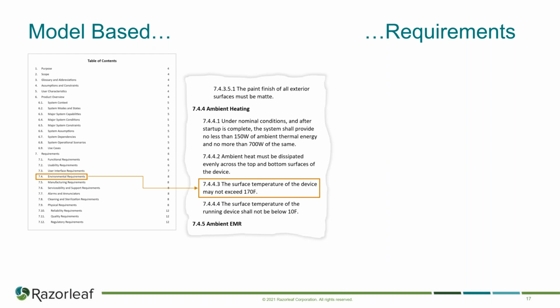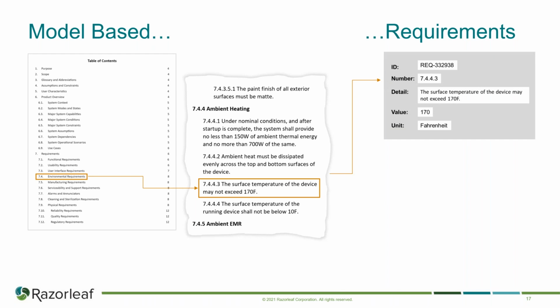So this environmental requirement, if I dug into my document, I would see something like this example I have here: the surface temperature of the device may not exceed 170 degrees Fahrenheit. Okay, great. I can find it within a document, but it becomes really interesting when I break that out into data. So I can capture this, and there are a number of requirements management tools and PLM tools out on the market that can do exactly what we're talking about here. Go through a document, grab pieces of that document, break it down and capture it as data, pull it out of the document, right?